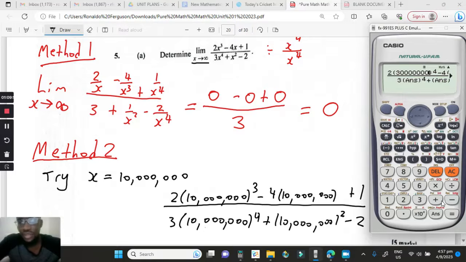I guess this way is going to be too lengthy. Let me see. 1, 2, 3, 4, 5, 6, 7. Yeah, that's 30 million. And then I'm going to show you the next way you can do it, which is L'Hopital's rule.